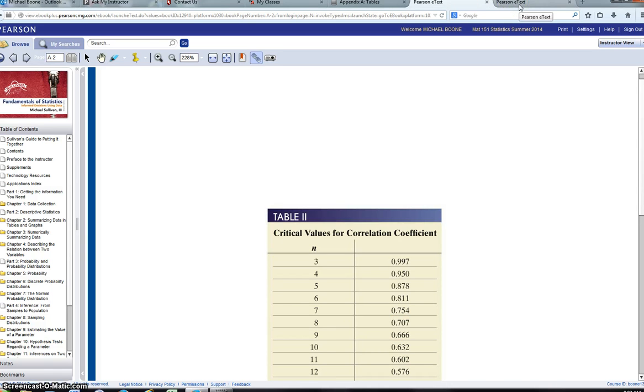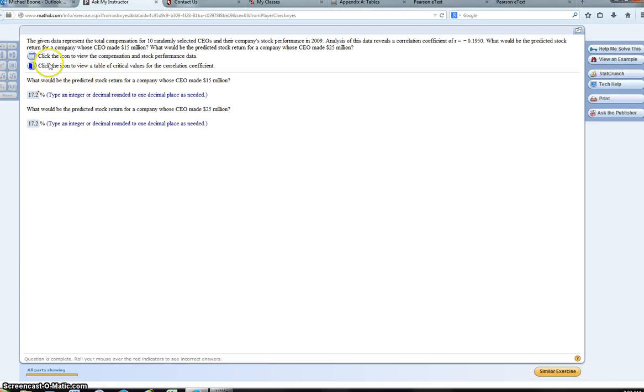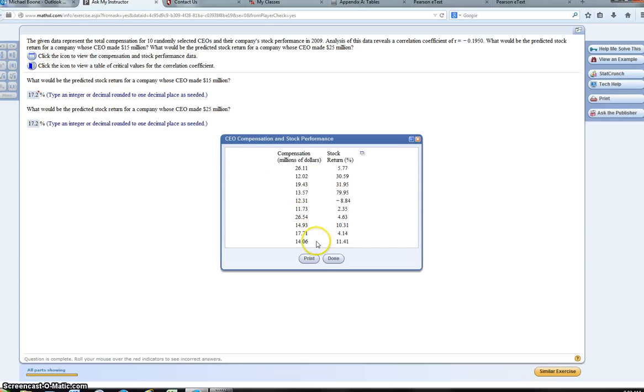If we go to the text again on this page 201, it says when there's no linear relationship, when we're making a prediction, we should just use y bar. That's going to be our best guess. So that's why, and again, this is on page 201, when we're looking at this question, we can go on here and do all the statistics.